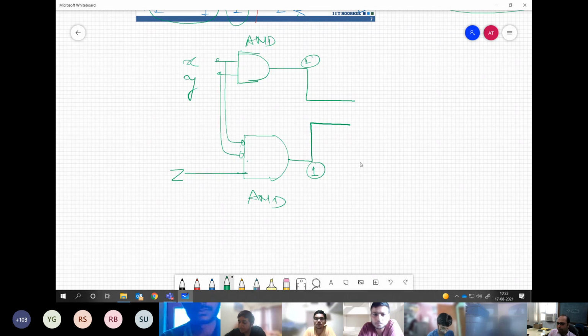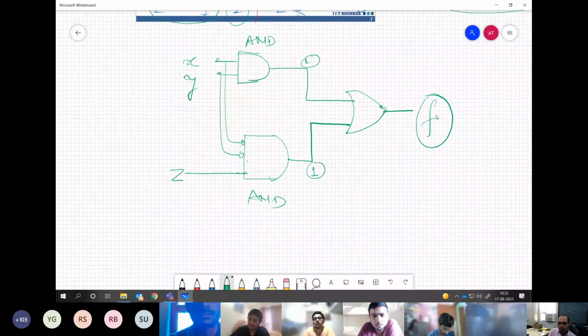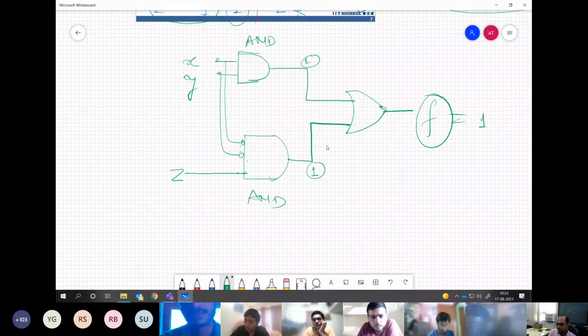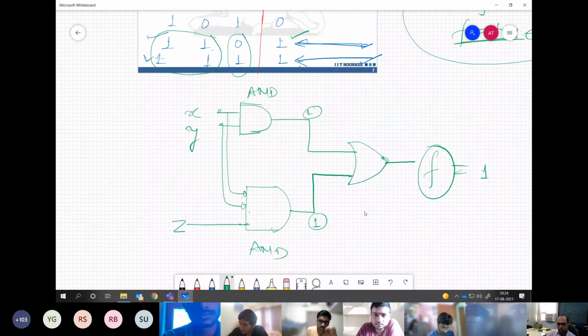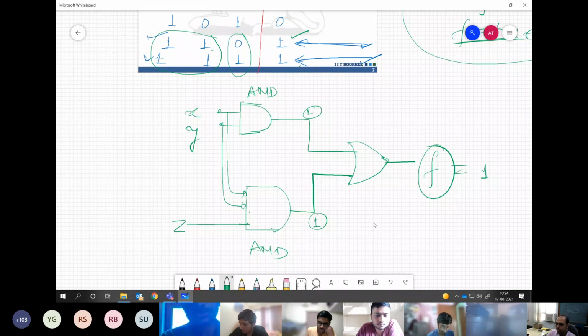Understanding my point? And when either of the conditions is true, we get the function equal to 1. If either of the conditions is true, this is what the truth table has also said. Understanding my point? Yes or no? Yes, sir. Any confusion in this? Anyone? Any confusion?